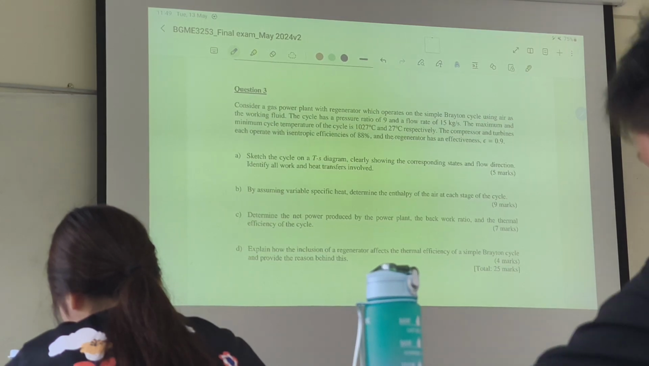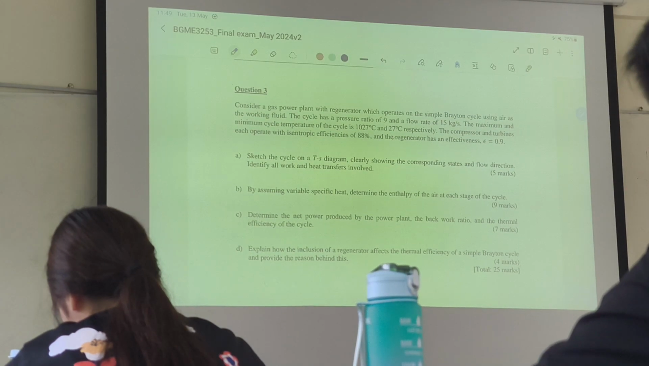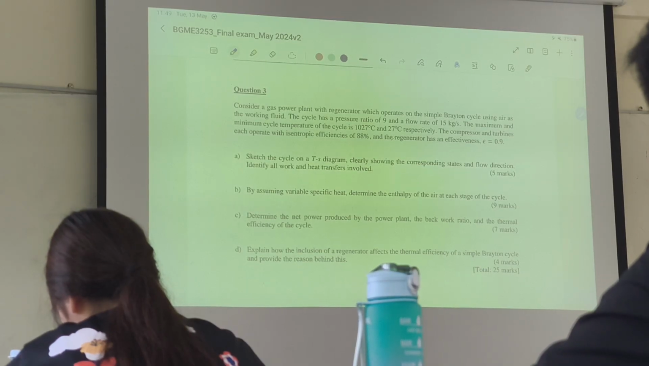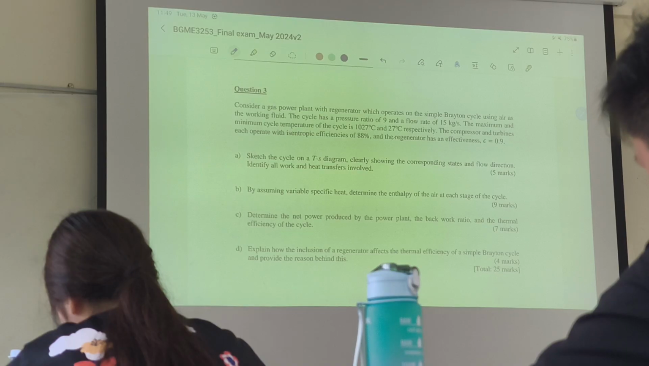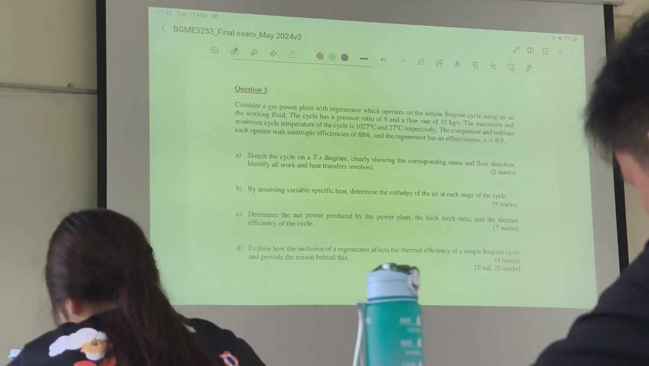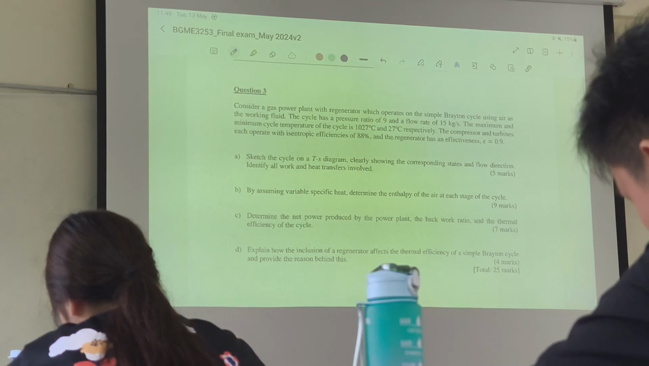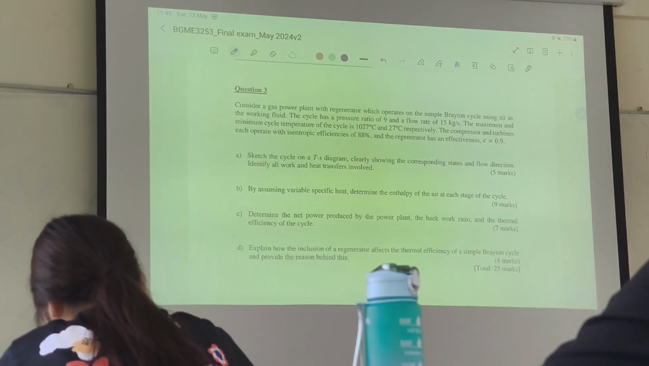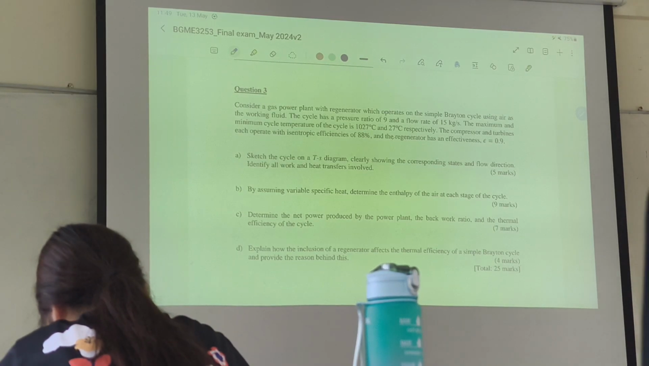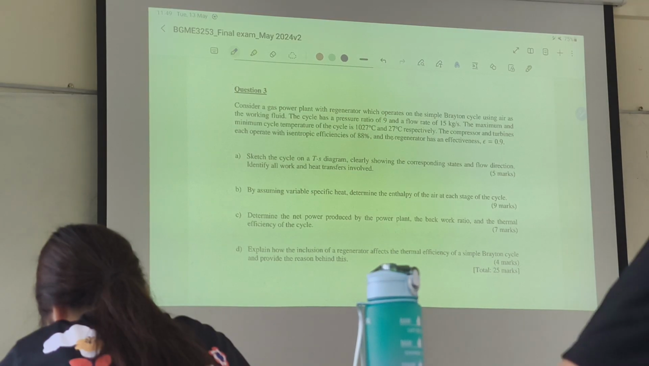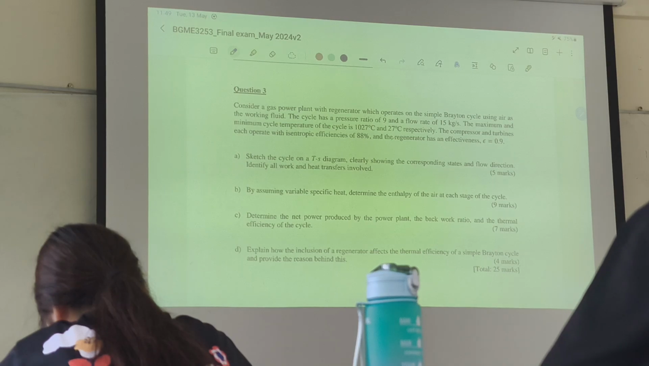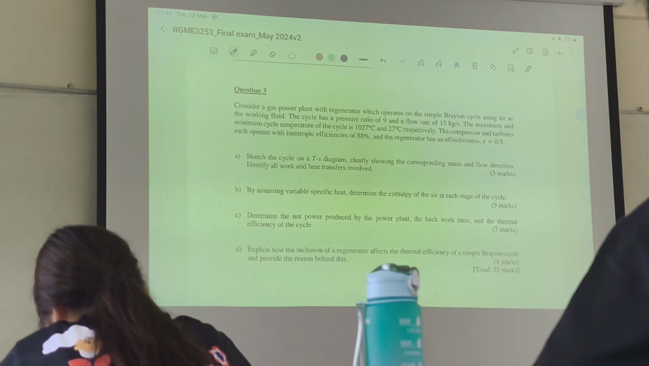So consider a power plant with regenerator. This time we have a regenerator, which operates on a simple Brayton cycle using air as the working fluid. The cycle has a pressure ratio of 9 and a flow rate of 15 kg per second. The maximum and minimum cycle temperatures are 1027 degrees Celsius and 27 degrees Celsius. The compressor and turbine each operate with isentropic efficiency of 88%, and the regenerator has an effectiveness of 0.9.